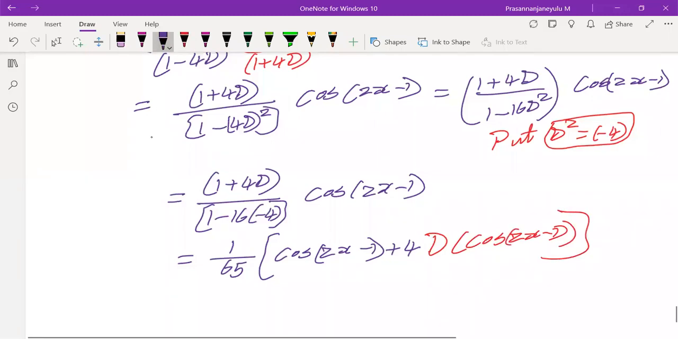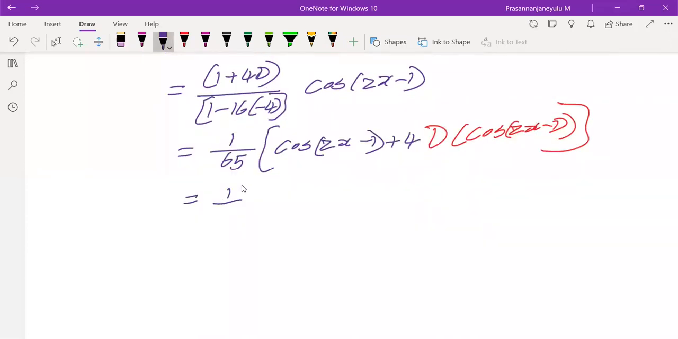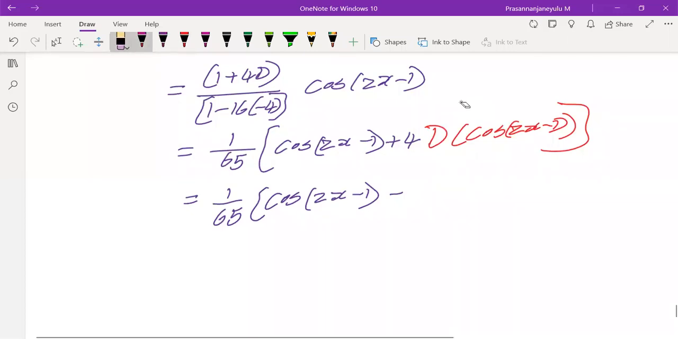Now, if we do this, then we are going to take 1 by 65 into cos of 2x minus 1, plus 4 into, what is the differentiation of cos ax plus b? Minus a sine of ax plus b. So that minus a, what is the value of a? 2. So what can I get directly? Can I write directly 8? I hope you people can understand. Minus 8.